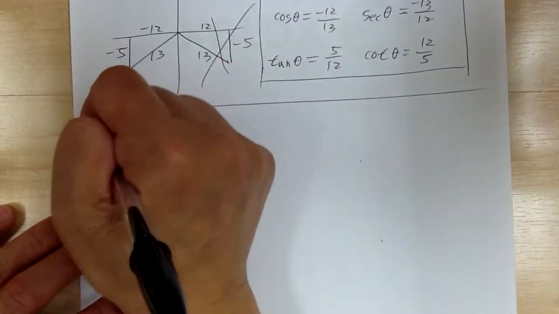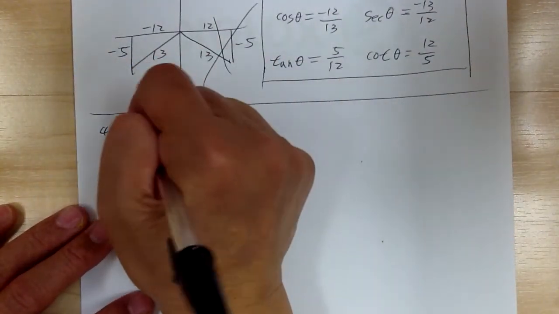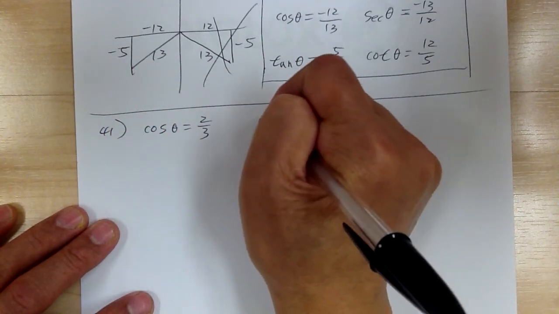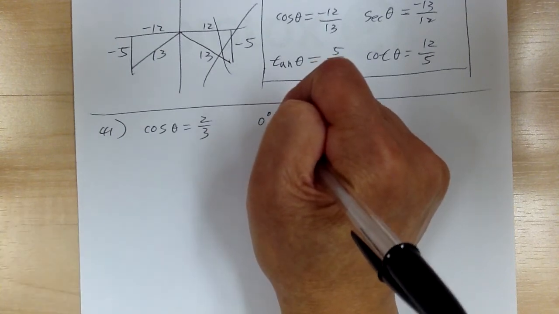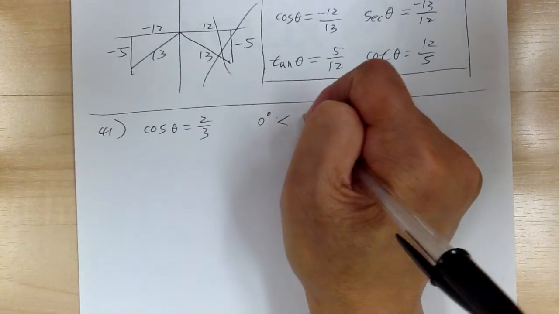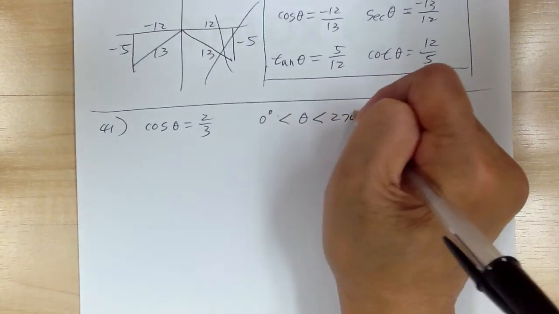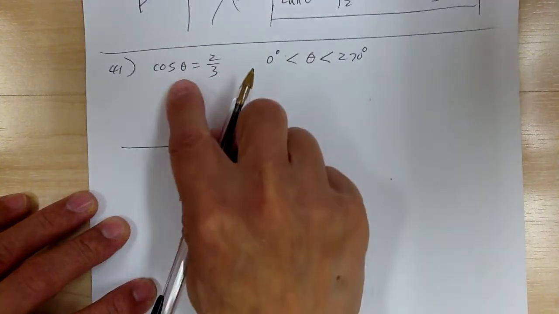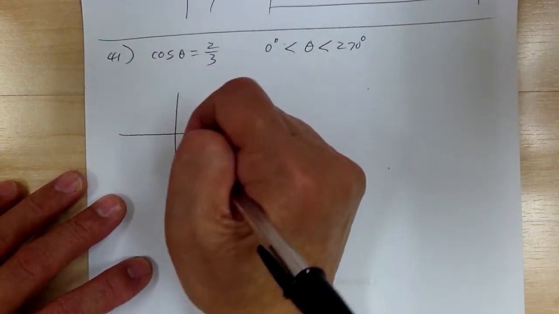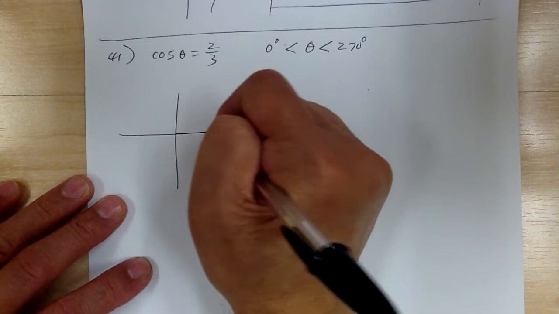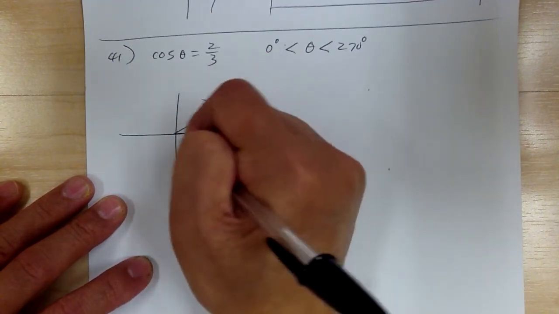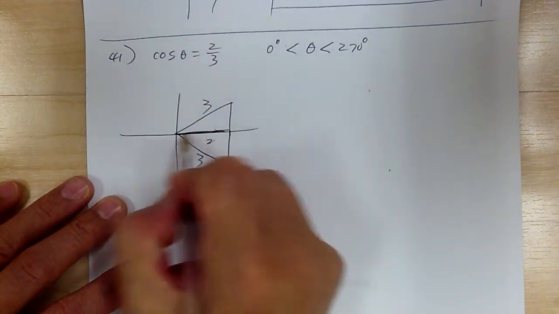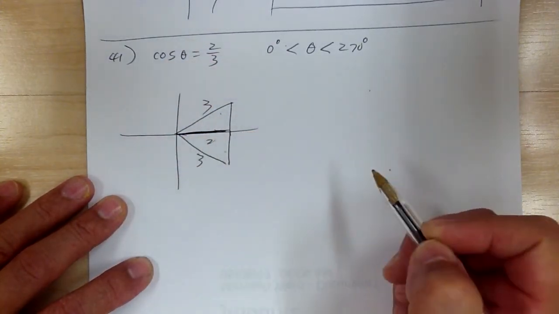Okay. Let's go to number 41. You've got cosine theta equal to 2 over 3, and your theta is between 0 and 270 degrees. Okay, so you can draw it out. Cosine is horizontal and it's positive. Okay, so it's 2 over 3. So it'll be 2 over 3, 2 over 3, right? Cosine is horizontal, so horizontal is positive, so you've got this one and this one.